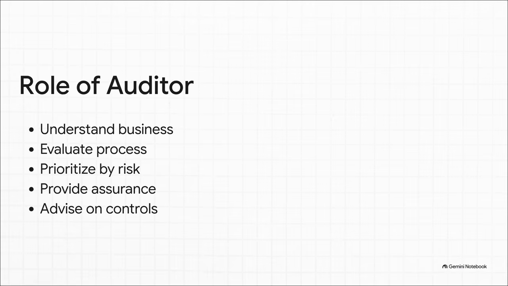Heading 7, role of internal auditor. Under this framework, your job description shifts significantly. You need to understand the business and its risks, evaluate the risk management process, prioritize and plan audits based on risk, perform audits to provide assurance, and advise on risk mitigation and controls. You aren't just a compliance checker anymore, okay? You are a strategic advisor, actively safeguarding the company's future.